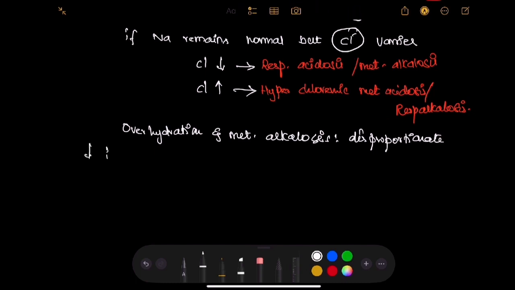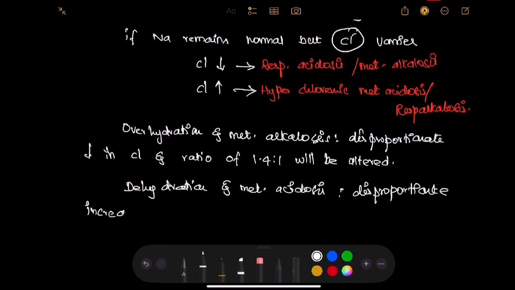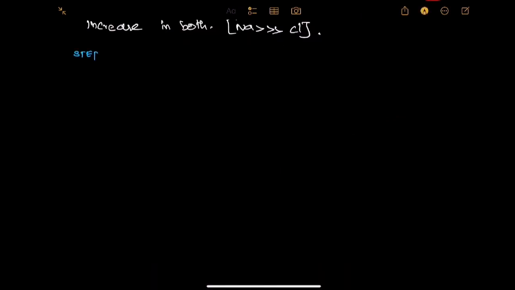If there is a disproportionate decrease in chloride concentration compared to sodium and the ratio of 1.4 to 1 is altered, then we call the condition overhydration associated with metabolic acidosis. We call it dehydration with metabolic acidosis if there is a disproportionate increase in both sodium and chloride, but a greater increase in the sodium concentration.